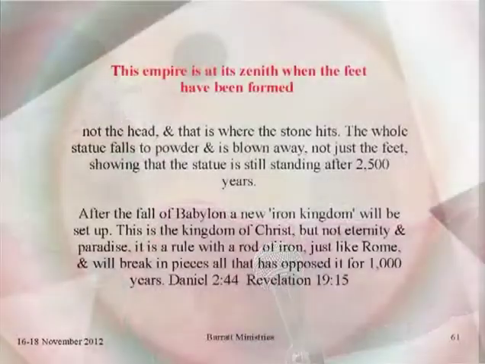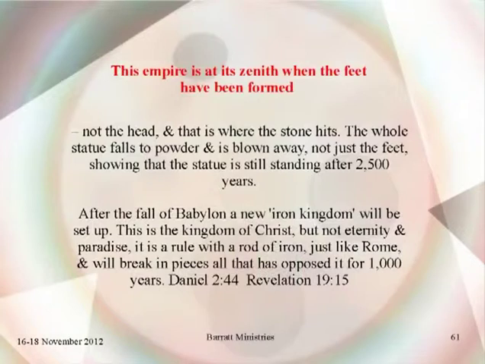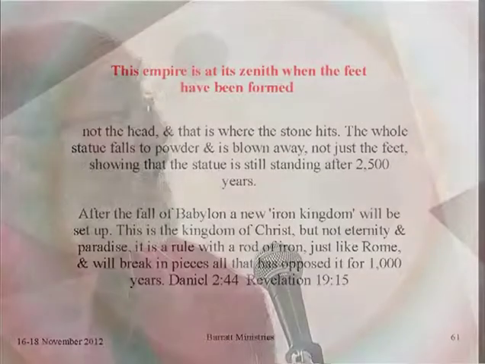So after the fall of Babylon, a new iron kingdom will be set up. Jesus' kingdom is an iron kingdom. He'll rule with a rod of iron, not grace. It's not eternity, because there's no rod of iron in eternity. It's not paradise. It'll be like Rome. It's the new Roman Empire. Jesus will set up the real Roman Empire, the rod of iron, and break in pieces all that oppose it. You can read the scriptures, Daniel 2:44, Revelation 19. All right, let's finish there.